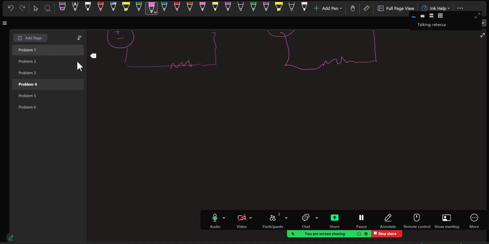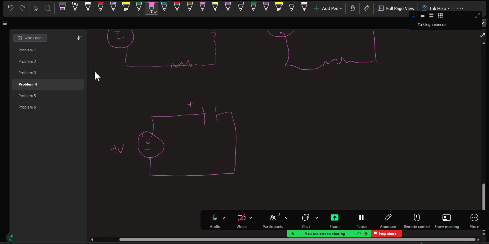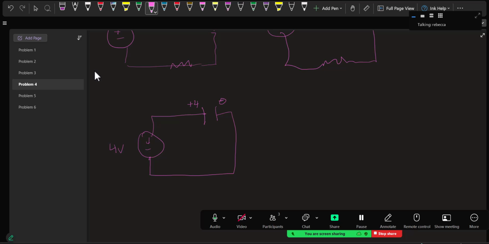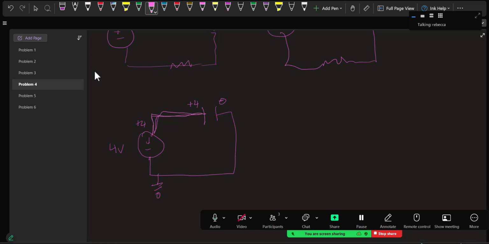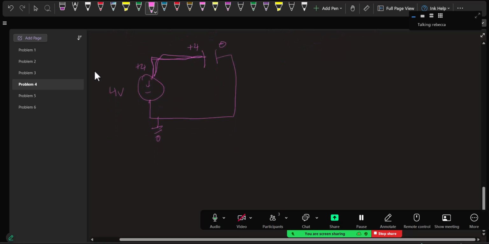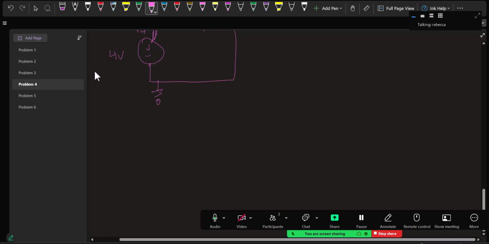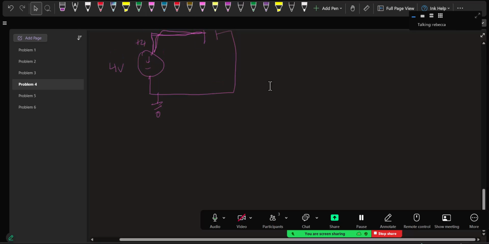So if this was 4 volts, now our capacitor is charged, +4 on this side compared to this side. We'll say that's 0. So if this is ground, we have +4 all the way over here, and we have 0 on this side. And now no current flows. So after it has been sitting for a long time, it acts like an open circuit.